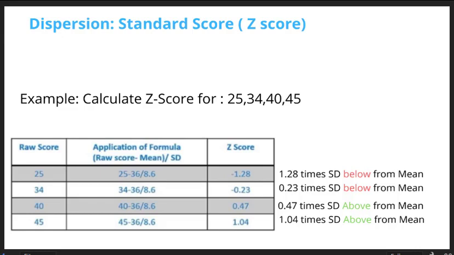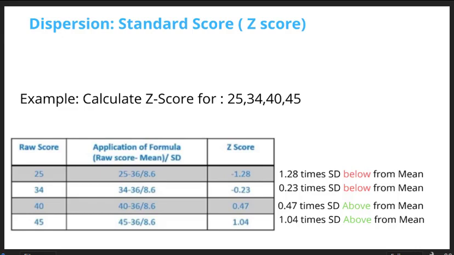You are asked to calculate the standard score for this observation: 20, 25, 25, 34, 40, and 45. So the first thing to calculate the standard score is calculating the mean. The mean is 36. Then calculate the standard deviation. You know how to calculate the SD, standard deviation. The standard deviation is 8.6. The standard score is also referred to as a z-score.